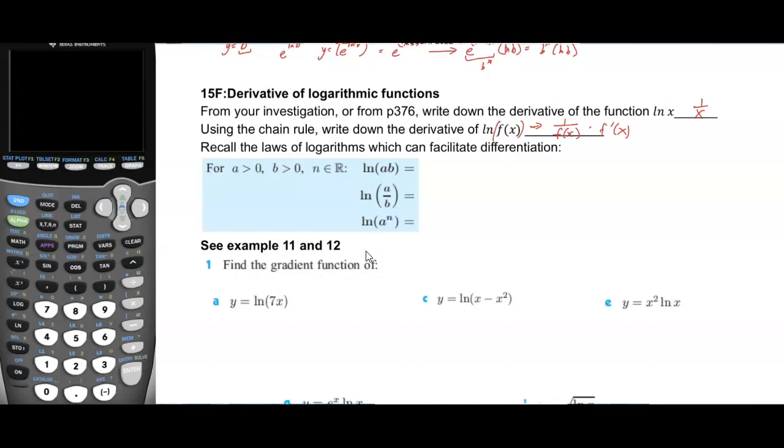Okay, recall the laws of logarithms, which can facilitate differentiation. So remember, the natural log of AB is equal to the natural log of A plus the natural log of B. Natural log of A divided by B is natural log of A minus natural log of B. Natural log of A to the n is equal to n natural log of A.